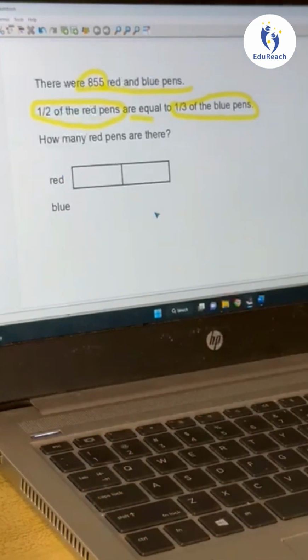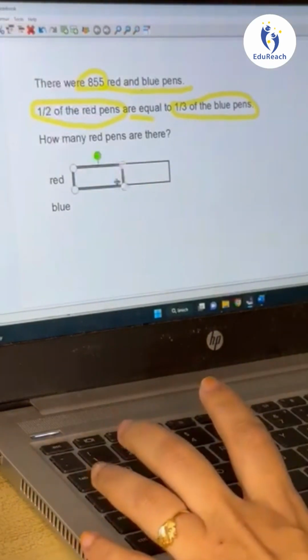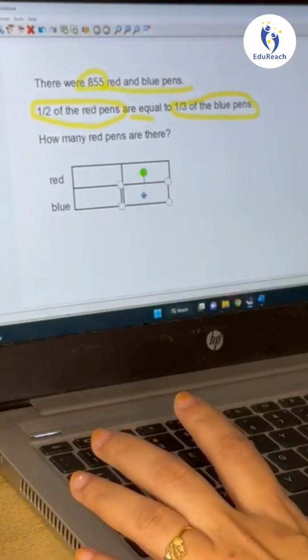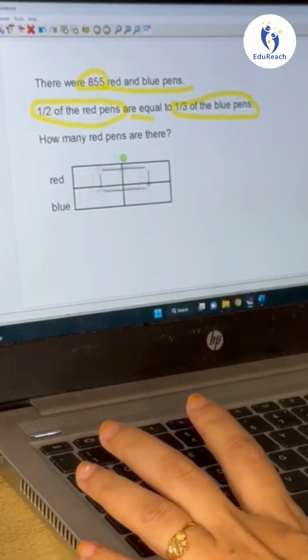Now we also know that half of the red, which is this, is equivalent to 1/3 of the blue. That means which is more, red or blue? Think carefully. So this is half of the red, but it's actually equivalent to 1/3 of the blue, which means this is half, there's 2, but for the blue there's 3.